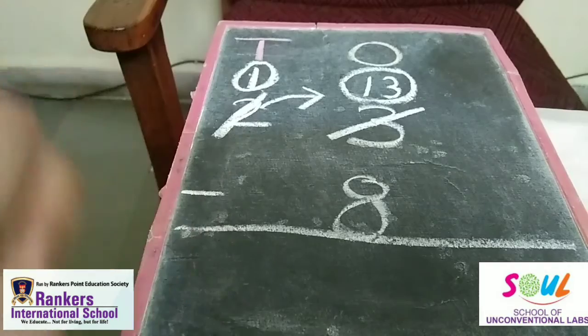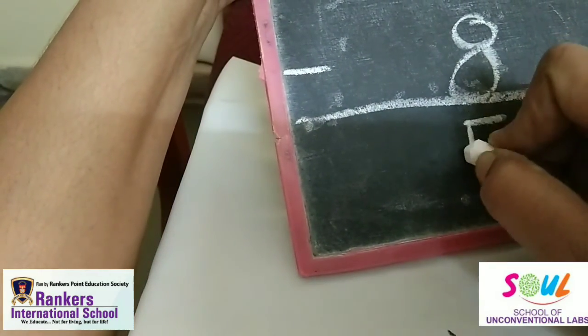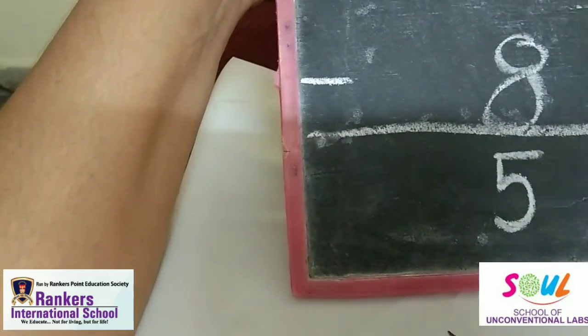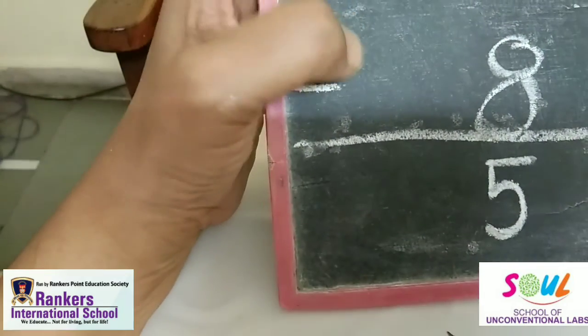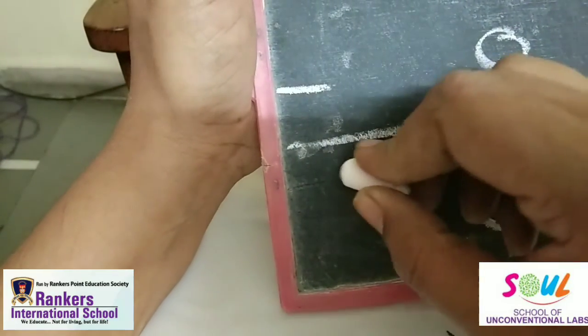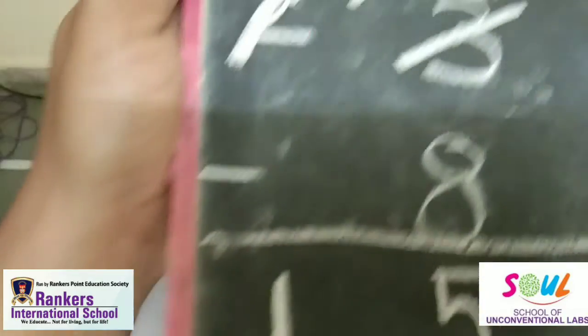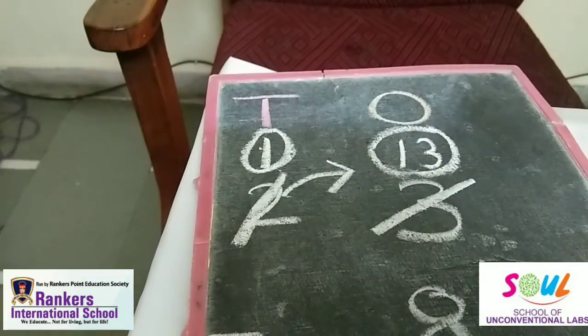So the number will be 5. And here nothing is there, that means 0 is there. So 1 will be like that only. So the answer is 15. Okay, I hope you all understand these concepts.